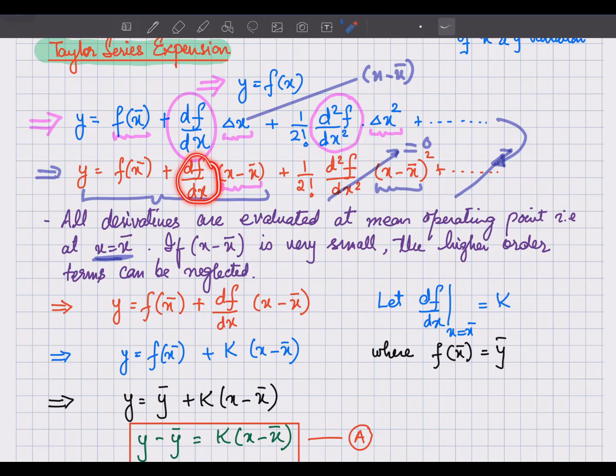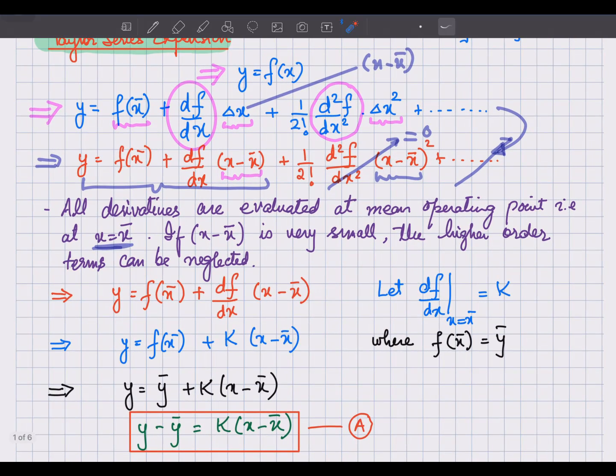This derivative is evaluated at the mean point, x is equal to x bar, and we are neglecting the higher order derivatives because the change in the variable, that is x minus x bar, is very small, right? So with this assumption we can write this equation simply like this, that y is equal to f(x bar) plus derivative of the function into the change of the variable.